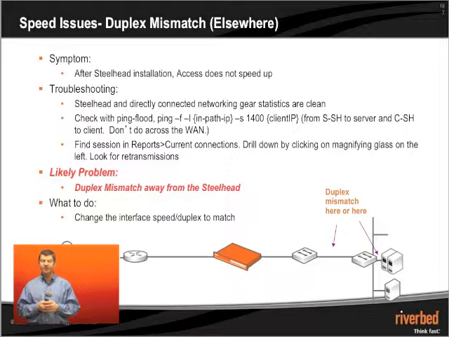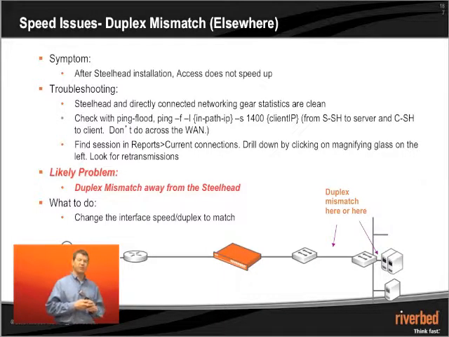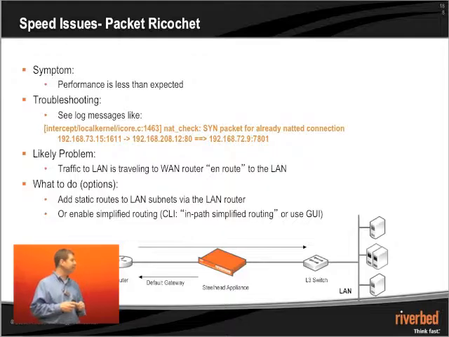We already talked about packet ricochet. Basically, if you see performance is not as fast as you would like it to be, then we need to make sure that we turn on simplified routing or enable static routes and define those on the steelhead appliance.